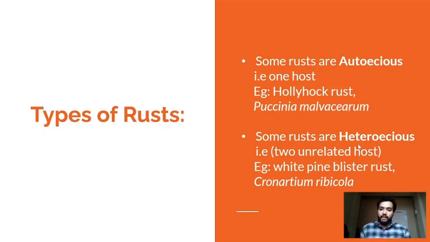Now, the second type, the heteroecious rusts, actually grow on 2 unrelated hosts. A famous example of heteroecious rust is white pine blister rust, and the scientific name of white pine blister rust is Cronartium ribicola.